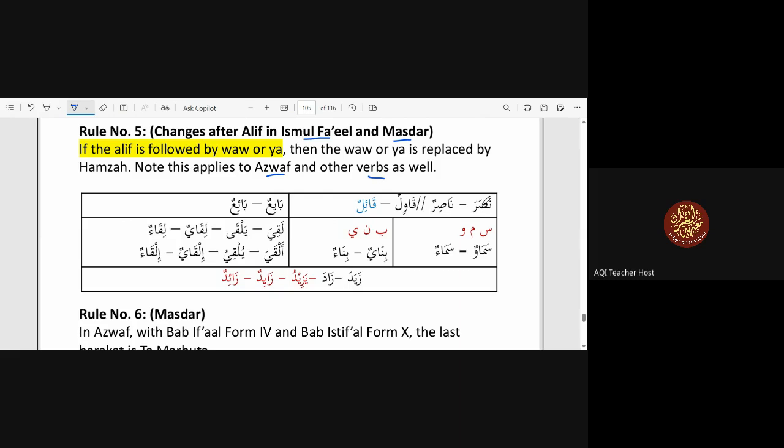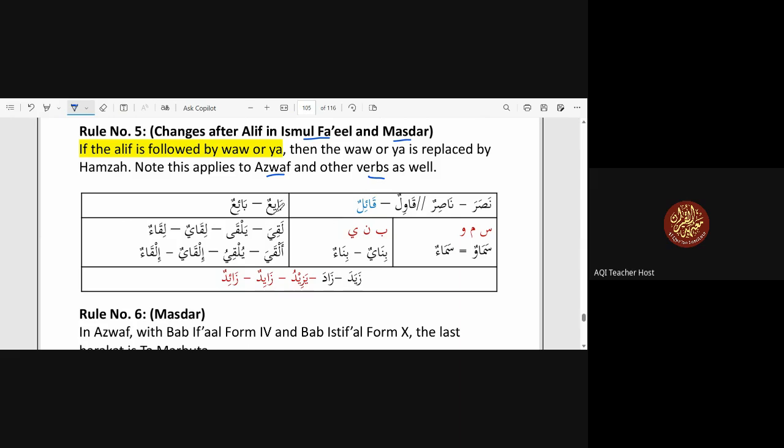For ismul fa'il, nasara, nasirun is the ismul fa'il. Okay, and we know that qawala is the original madi verb, and the ismul fa'il of qawala is qawilun. Okay, so it's quite difficult to say when waw has got kasra in it. So it will be replaced by hamza, and it will be qa'ilun. So it's easier pronunciation.